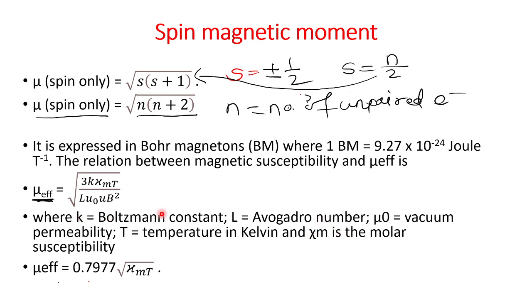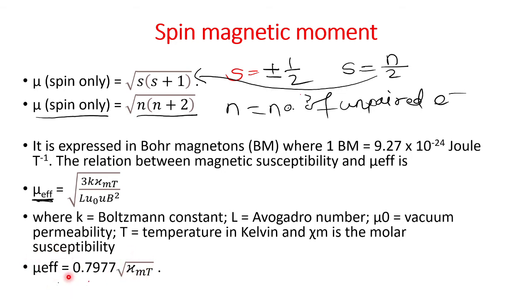If we put the values of k, L, mu 0 and mu B in the above equation, the final equation is mu effective equal to 0.7977 into under root xm T. By using this formula, we calculate the magnetic moment if we know the molar susceptibility of these complexes, which can be determined by the Gouy method. So by using this xm value, we can calculate mu effective.